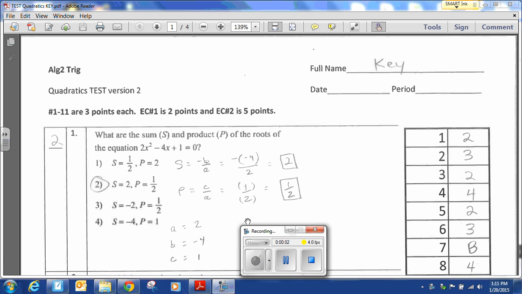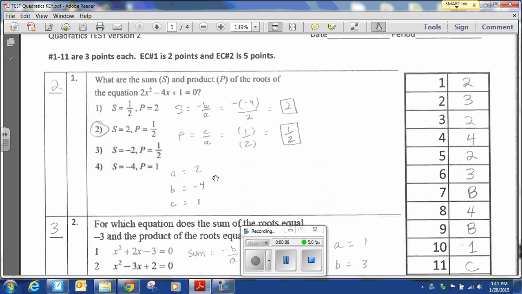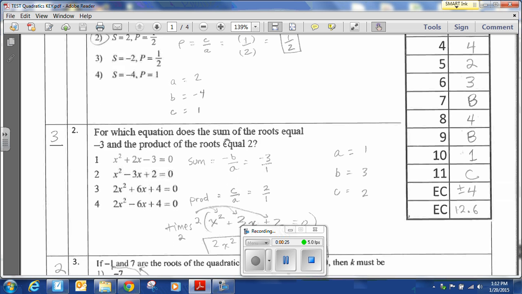Okay, here is the answer key to the quadratics test that you just took. Number one, the answer is 2. This is a simple, straightforward sum and product of the roots problem. Remember to memorize these formulas: the sum is negative b over a, and the product is c over a. You can also write these down on the formula card.